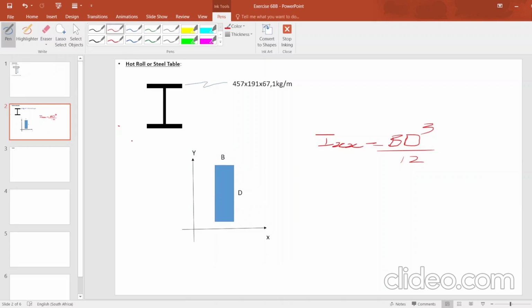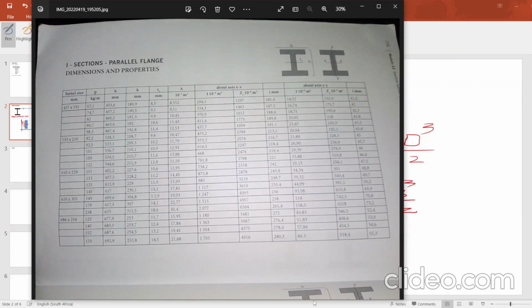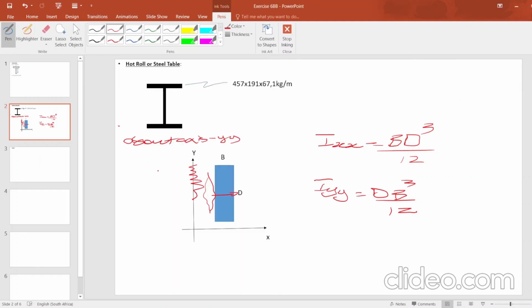Now, let's say this time around, we take moment about axis YY. That means this is where we have taken moment. If this is where I've taken moment, I'm opposite to D. That means it will be IYY equals D B cubed divided by 12. Then we get the IYY. This information is here on your hot roll. That's that information, okay?